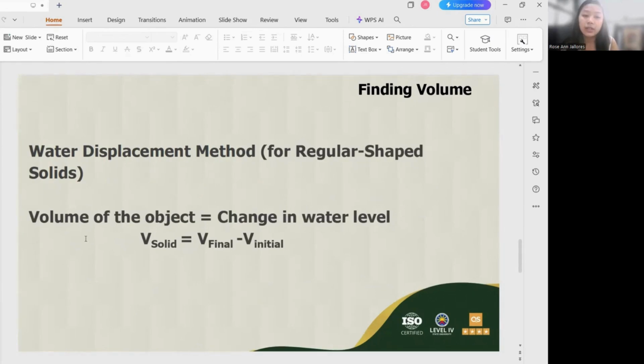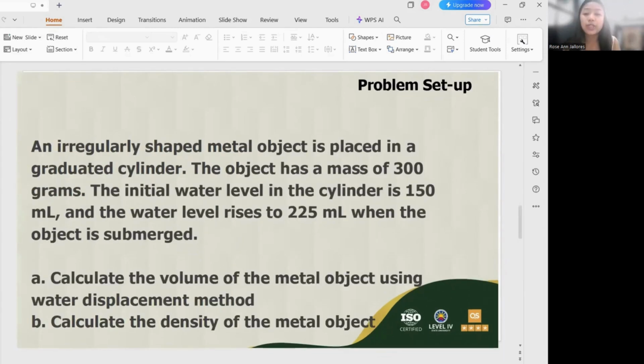The volume of the object is equal to the change in the water level. So it can be expressed as V solid is equal to V final minus V initial. In the water displacement method, of course, we focus on the volume of the metal object. So we start with a graduated cylinder containing 150 ml, which is the initial volume, and the water level rises to 225 ml, which is the final volume.